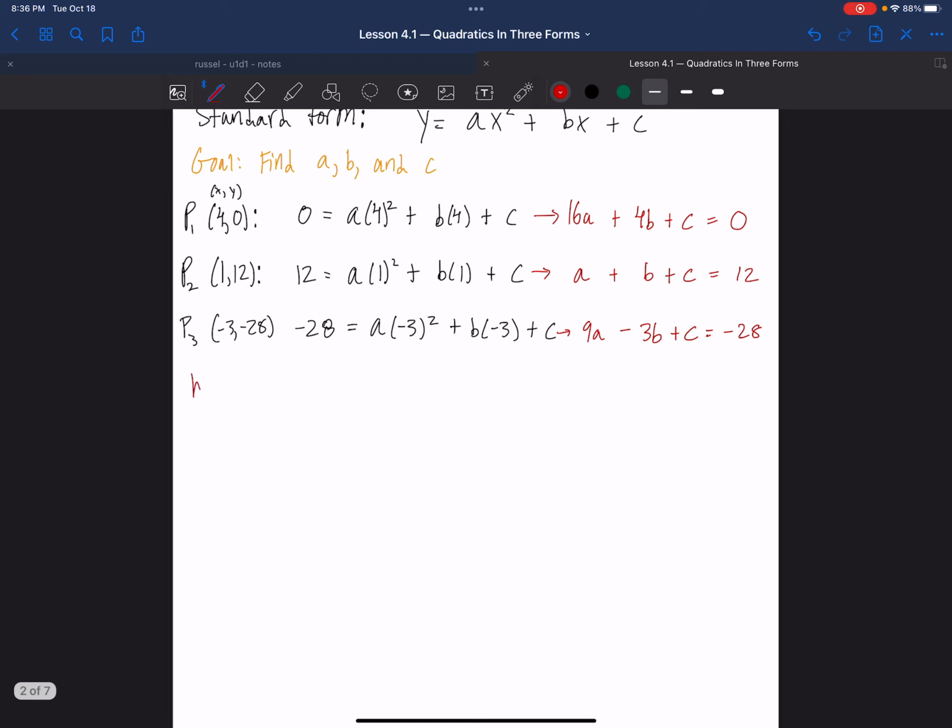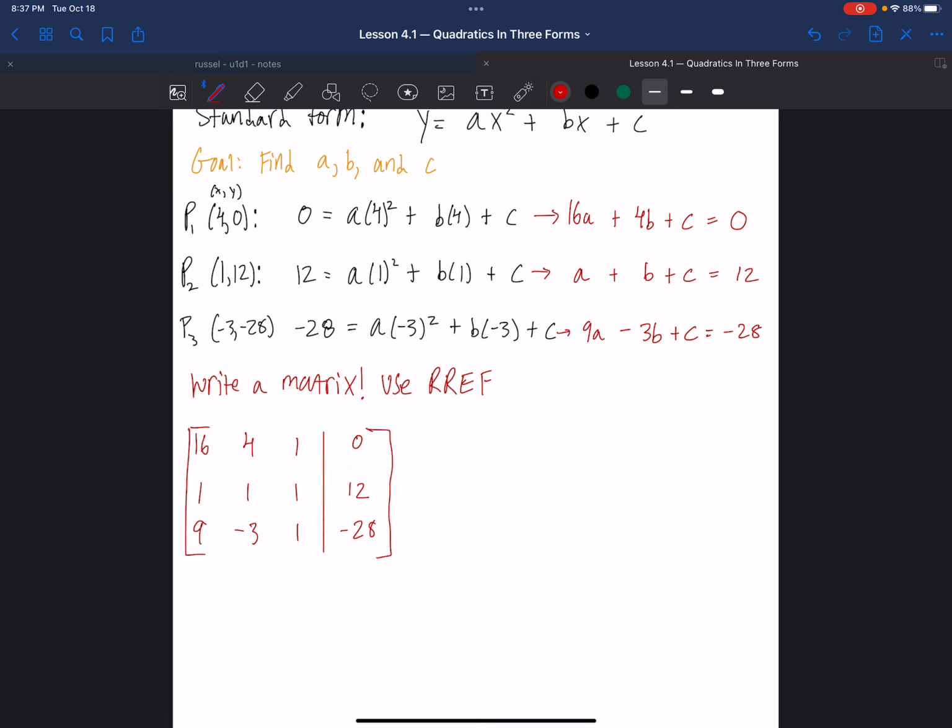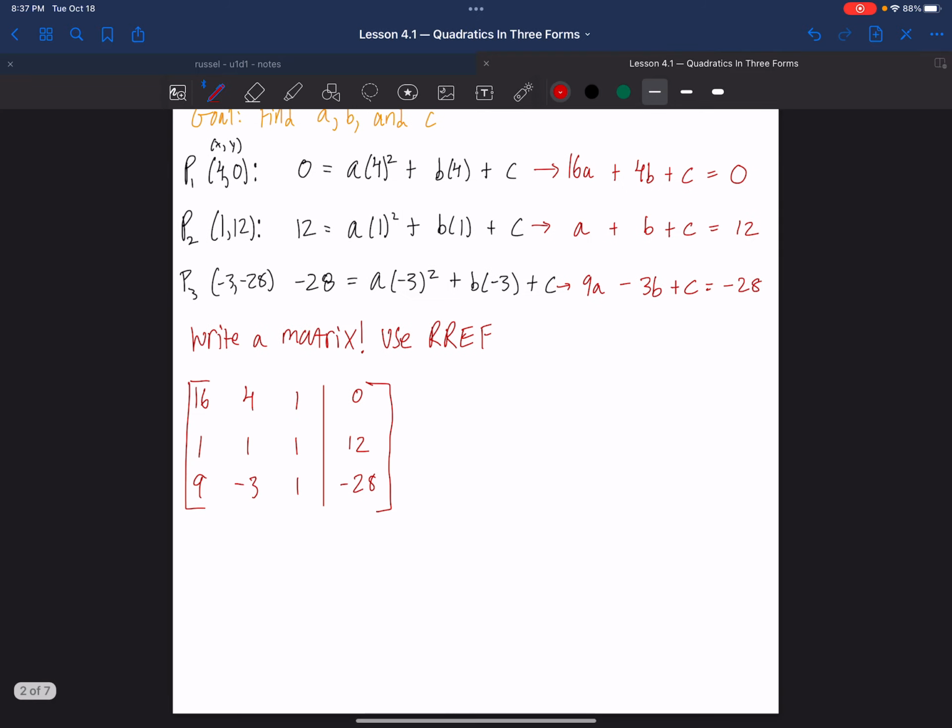So write a matrix and use RREF, row reduced echelon form. If we make our matrix and solve this, then we are done. We will find the coefficients a, b, and c. So I'm going to make my matrix. Isn't this wonderful? The fact that Unit 3 has already shown its use to us in a new context. I think that's awesome. And so we've got our augmented matrix there.